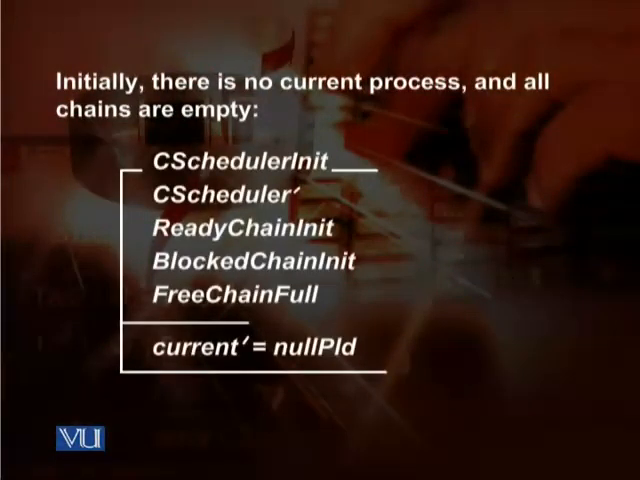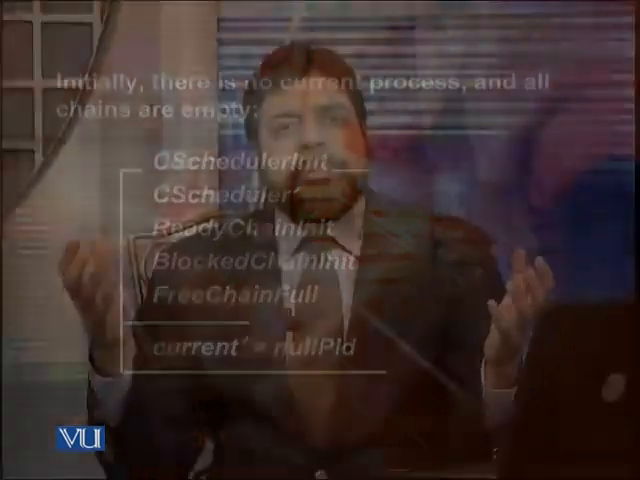Now let us go back and look at what else do we need to do on this particular scheduler. Initially, there is no current process and all chains are empty. So C scheduler init is we have ready chain init, we have blocked chain init, we have free chain full, and current is equal to null PID. Very simple and straightforward thing here.